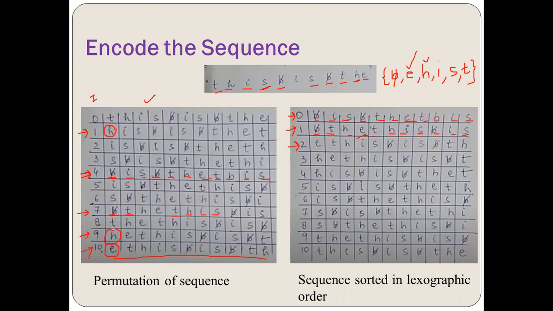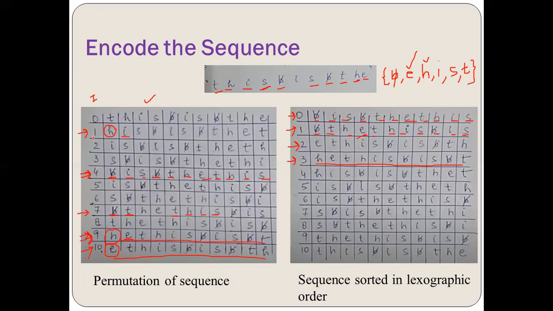So which one to take first? Move to the second alphabet, that is I, and this alphabet is E. So which one is coming earlier? E comes earlier than I. So I'll take the 9th order sequence at the, sorry, third position. So it will be H, E, T, H, I, S, B bar, I, S, B bar, T.